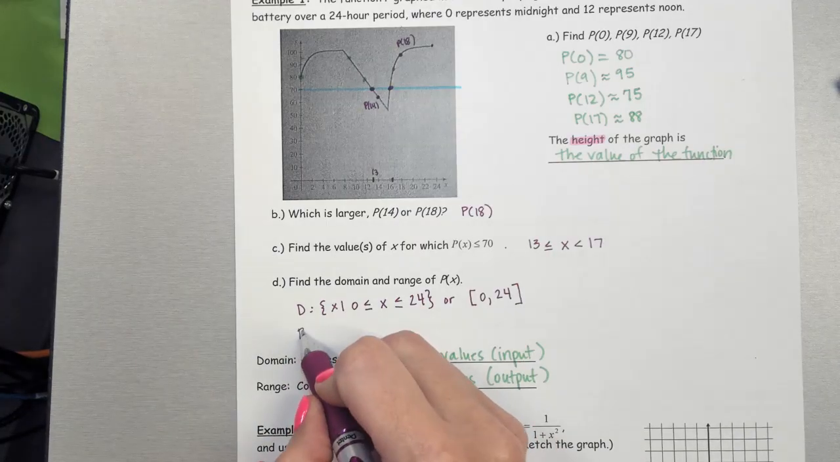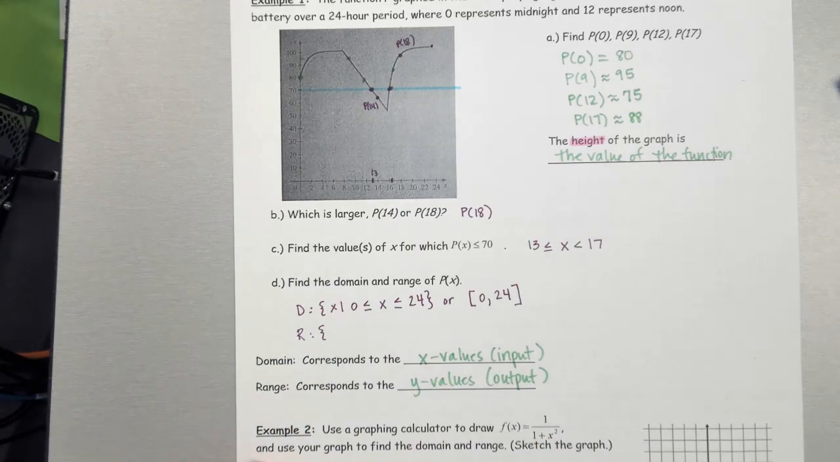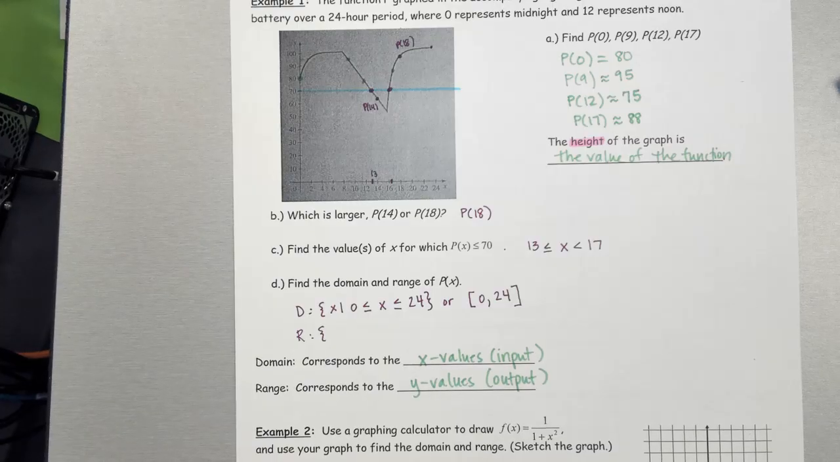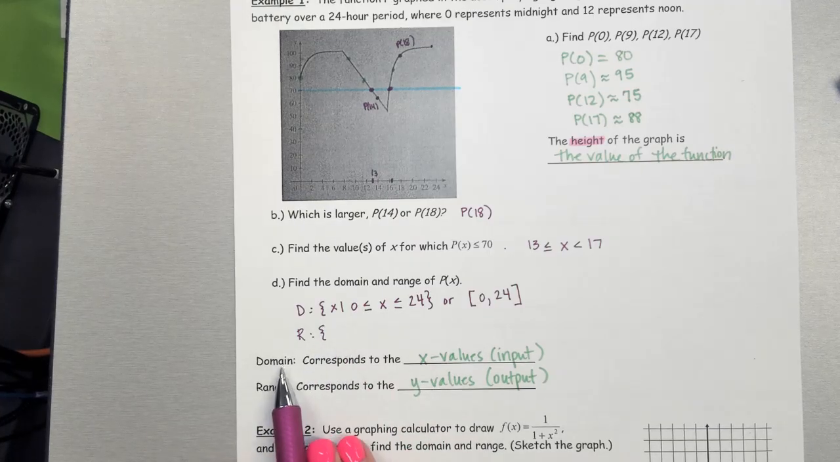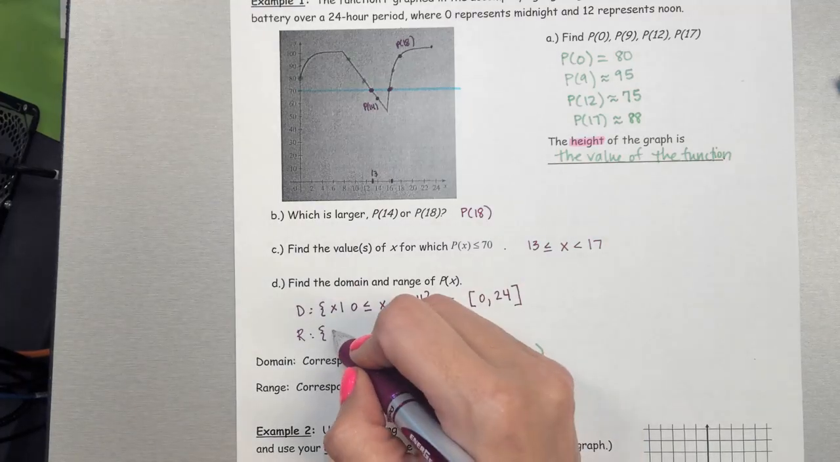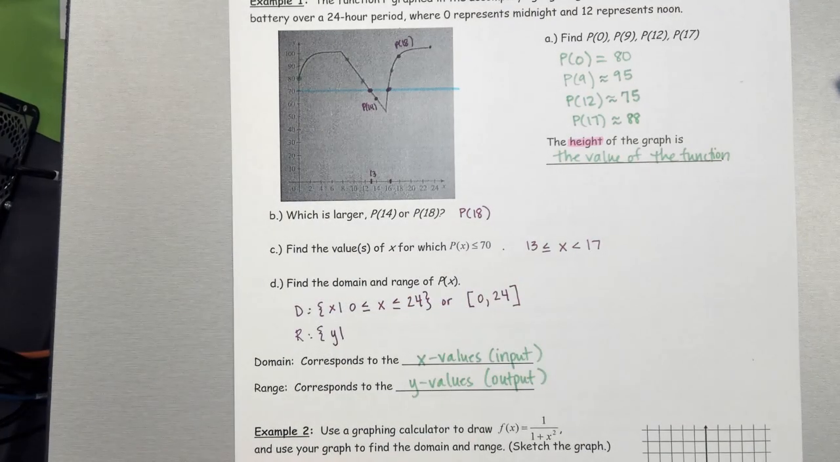And then your range value is your P of X. So you could write P of X here. So X is your input. The domain is always going to be the input. So in this case, your domain is X, your range is P of X. You could either use Y or you could use P of X in this case.